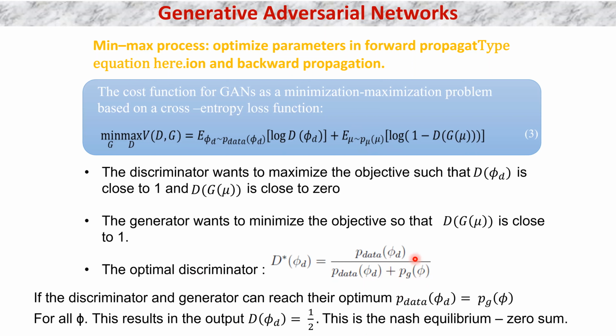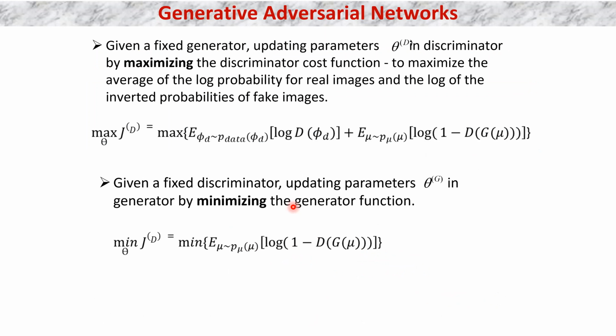If we reach the optimal equilibrium, that means this probability distribution equals this probability distribution, and then this will reach one over two. You can say we have reached the equilibrium, or a zero-sum balance. In this procedure for the GAN, the discriminator maximizes this loss function to capture the probability of the data and of the solutions from the generator. The generator tries to minimize this loss function, to capture the probability of the input data.